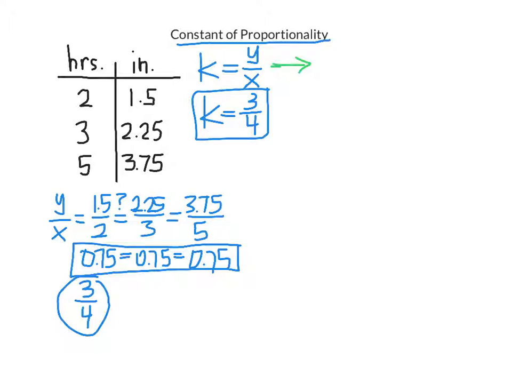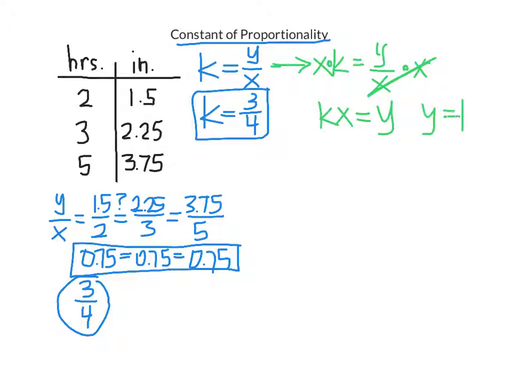That is, if we multiply both sides by x. So if k equals y over x, we get rid of the division by x by multiplying both sides by x. And so that is kx equals y, or more commonly it's written as y equals kx. Hopefully you can see that this equation is equivalent to this equation. It's just that we normally find the constant of proportionality using k equals y over x, and then once we find it, we write the equation using this form.